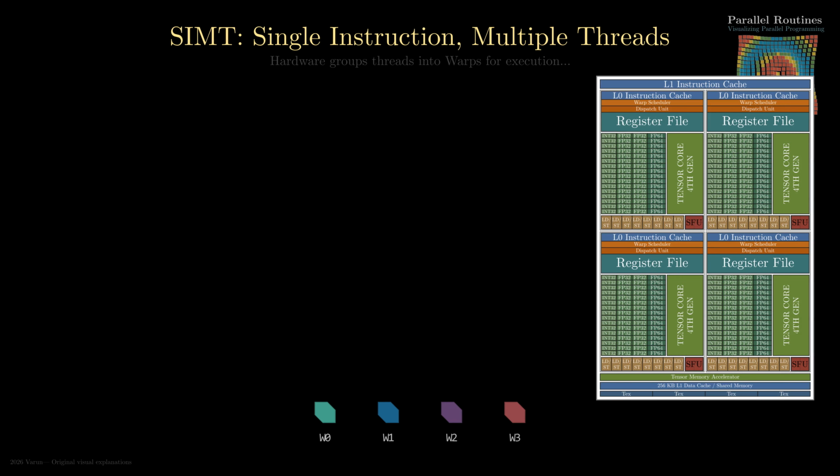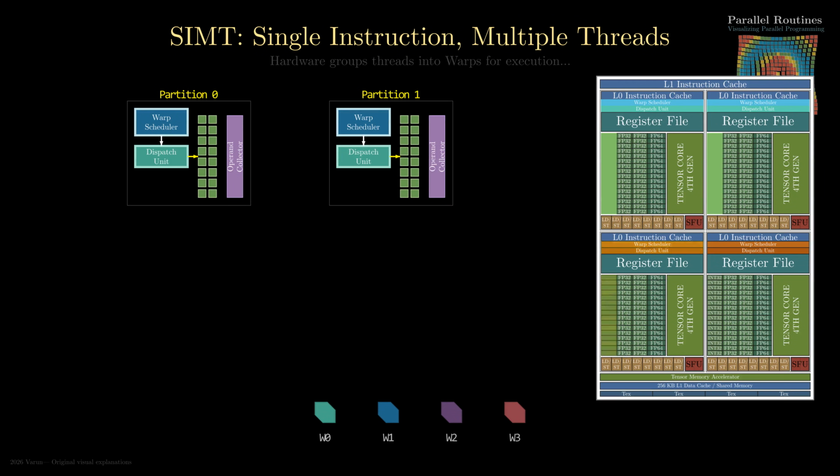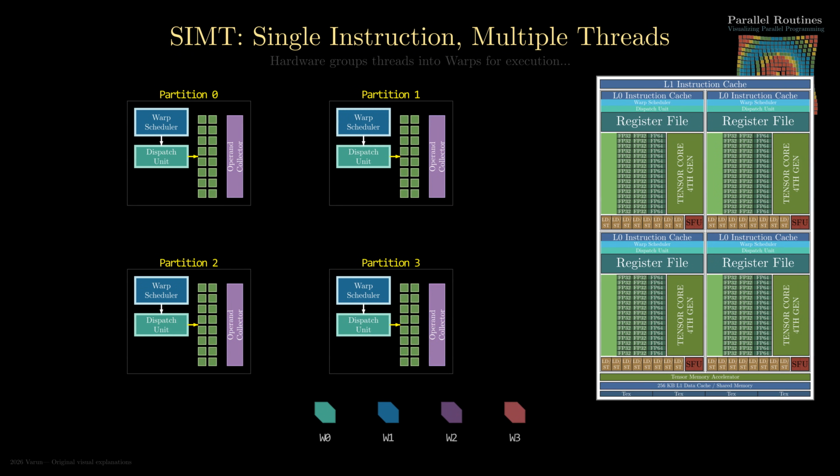Next, we move beneath the programming model into hardware. This is the Streaming Multiprocessor, where warps are scheduled. Remember, each instruction executes with a granularity of 32. A single instruction is applied simultaneously to 32 lanes, each with its own context. The SM has 4 processing partitions. Each includes a warp scheduler, a dispatch unit, and execution cores.